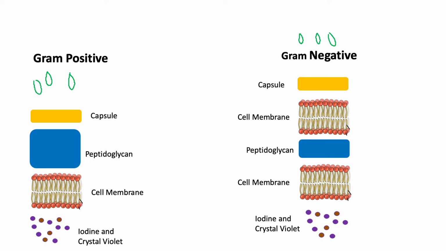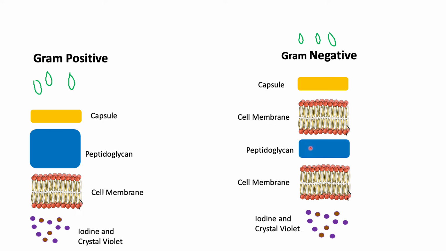Now, since alcohol has dehydrative properties, the capsule is going to be dissolved, and the peptidoglycan layer is going to shrink because alcohol is dehydrative. So this capsule will dissolve and disappear, and this peptidoglycan will shrink in both cases. But in gram-negative, the capsule and cell membrane will both dissolve. So the gram-negative will lose its capsule, it'll lose its cell membrane, and its peptidoglycan layer will shrink.